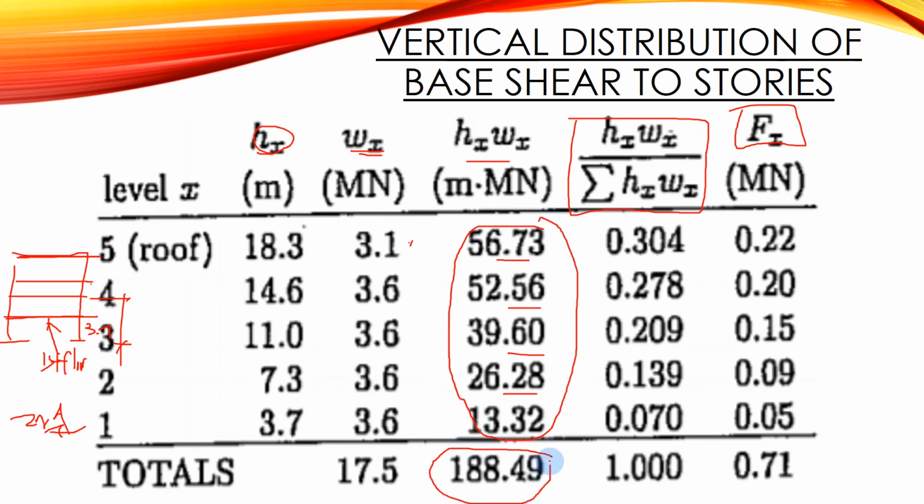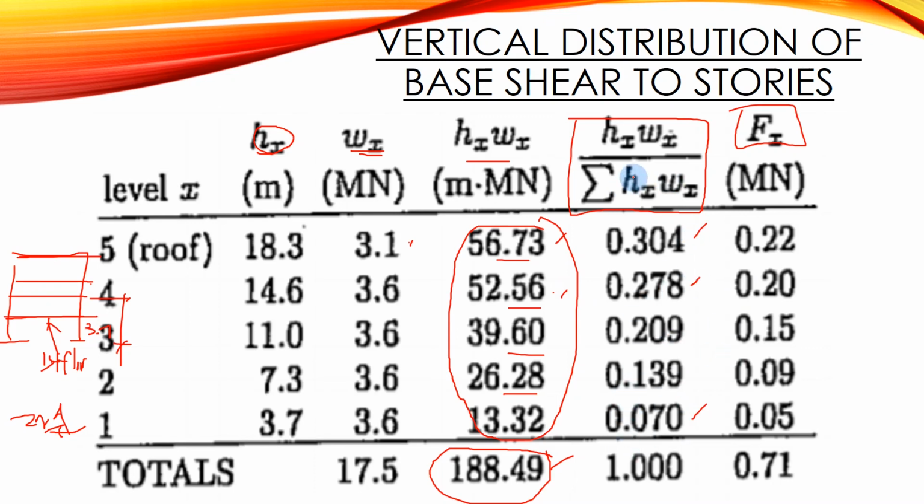So 188.49. Okay? So to get this 0.304, 56.73 divided by 188.49. So this must be the result. How about for 0.278? So 52.56 divided by this again. Okay? So you get the rest, and so on, until you finish the first floor.